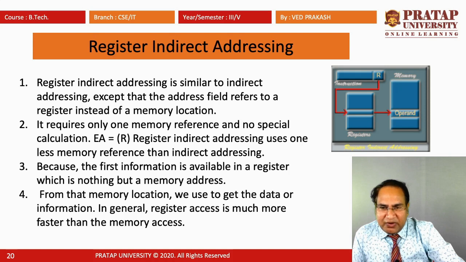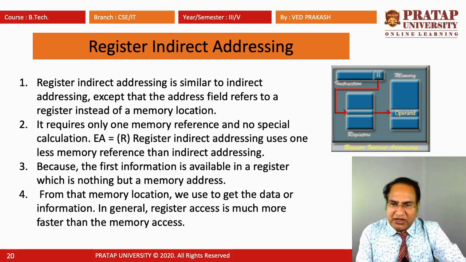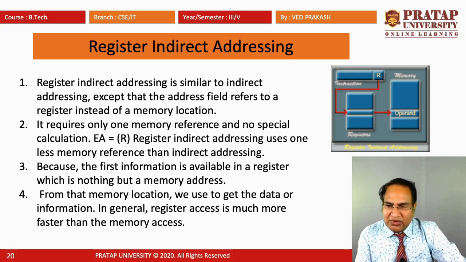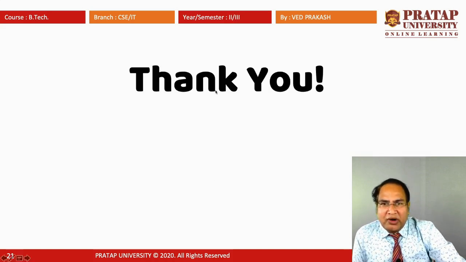Because the first piece of information is available in the register, which is nothing but a memory address, from that memory location we get the data or information. Access to a general register is much faster than memory access. Today our lecture is finished.